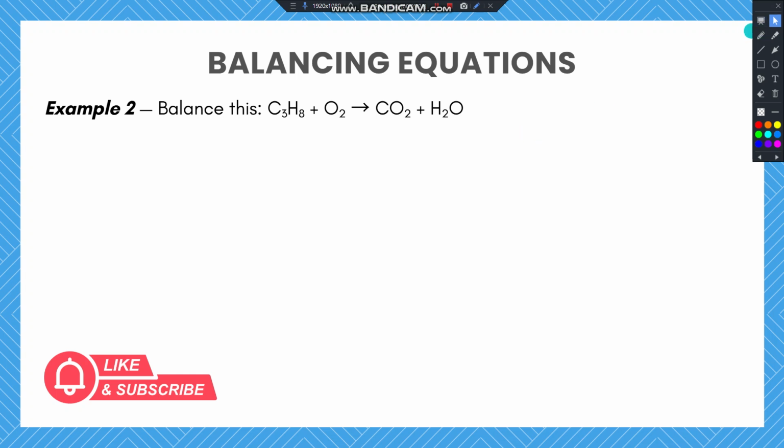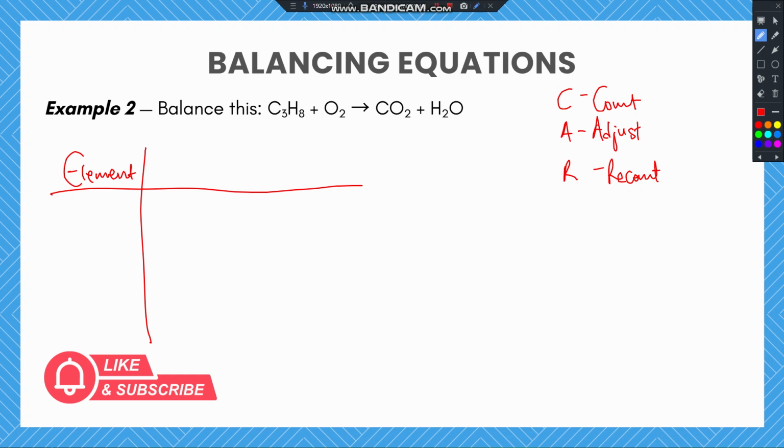The next equation we have on the screen is this one over here. So what do we do? The first thing to do would be we use our CAR method: count, adjust, and recount. So the first column is for the element, the second one is for the left hand side, the third one is for the right hand side.